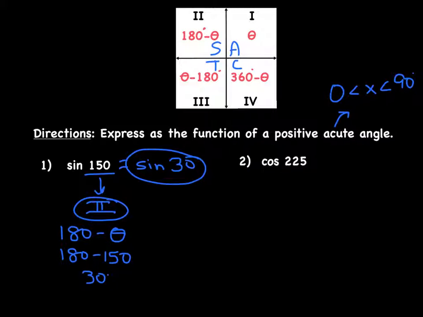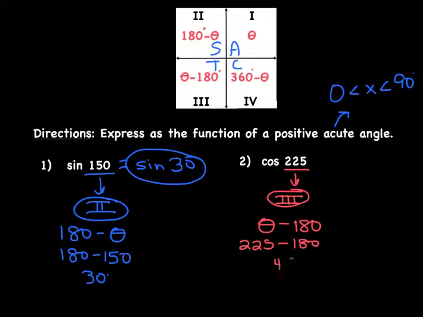All right, if we take a look at number 2. Number 2 gives us cosine of 225. 225 is in our third quadrant. So we're going to apply our third quadrant rule, theta minus 180. So this time, theta is 225. Theta is our third quadrant angle that's given. And if we subtract these, we wind up with 45 degrees. So we can come on back up here and write this as cosine of 45.